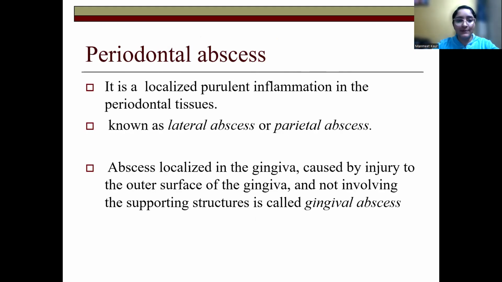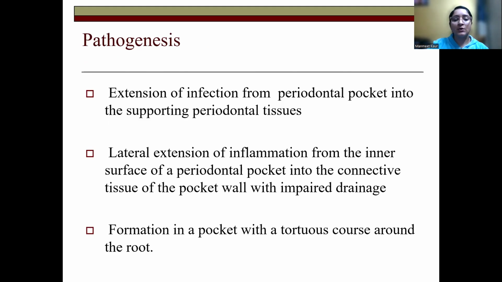Next is periodontal abscess. What is a periodontal abscess? It is a localized purulent inflammation in the periodontal tissue. It is also known as lateral abscess or parietal abscess. An abscess localized in the gingiva caused by injury to the outer surface of the gingiva and not involving the supporting structure is known as the gingival abscess. So if the abscess involves the periodontal tissues, it is a periodontal abscess, but an abscess localized in the gingiva, caused by injury to the outer surface of the gingiva and not involving the supporting structure, is a gingival abscess.